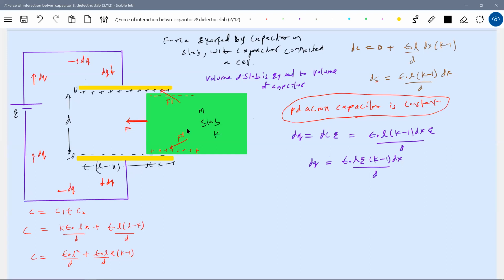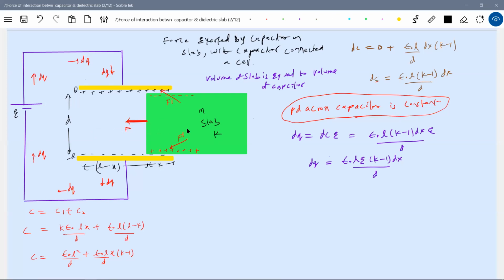The work done by the cell, where will it go? The cell does positive work. Positive work means it supplies energy. The energy supplied by the cell, where will it all go? A part of that energy will be converted into an increase in electrostatic potential energy of the capacitor. The remaining will be converted into kinetic energy of the slab. I think this is a totally different thing here.